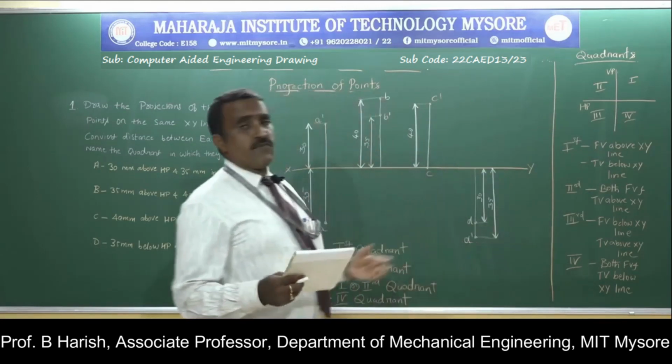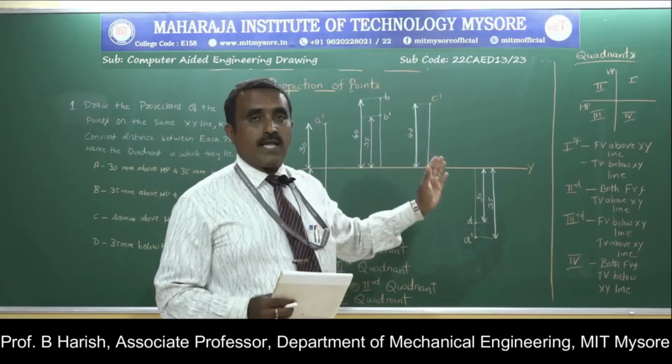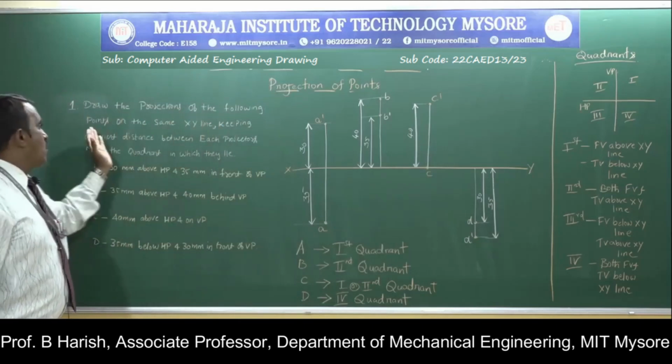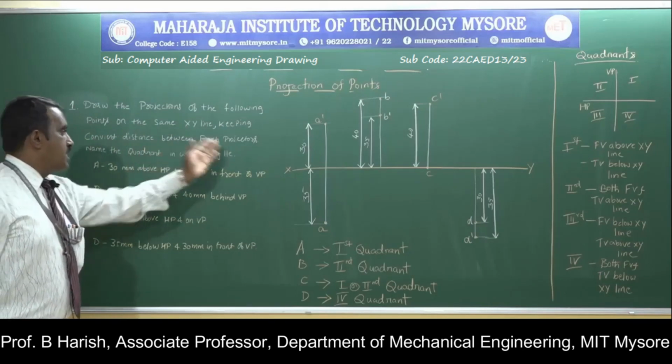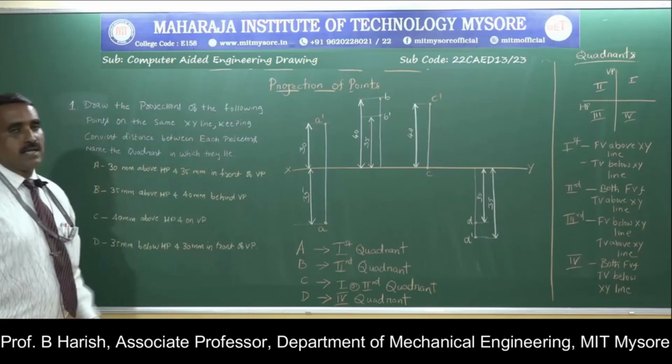So here different varieties of problems can be asked. So we'll start with one variety of problem. The problem runs like this: draw the projections of the following points on the same XY line, keeping convenient distance between each projector, and also name the quadrants in which the points lie.